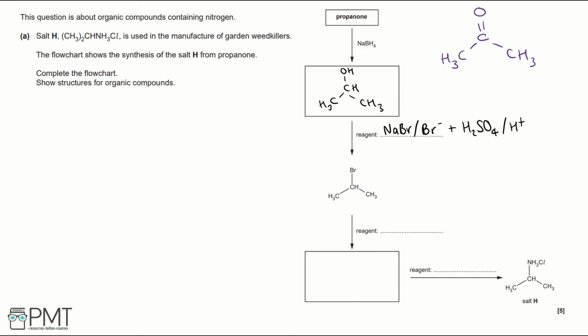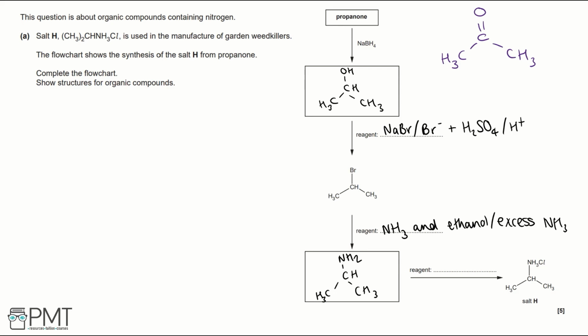So we don't have any clues, but we do have this final salt product. So firstly, before we get to this salt product, we're going to have an amine formed. So that's going to be CH, NH2, and then we have our 2 CH3 R groups. So the reagent to go from this haloalkane to an amine is NH3 and ethanol. Alternatively, you could have said that you're going to use an excess of NH3 or ammonia.